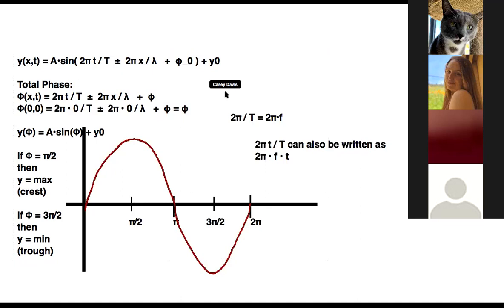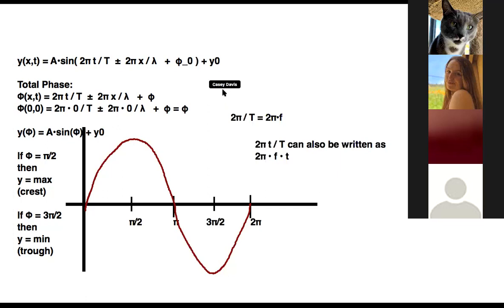And in that context, it's not exactly the initial value of y, it's really more the initial value of the total phase, but it does represent information about the initial value. It represents what's going on at time 0, position 0. For example, if at time 0 you've got a crest at position 0, then the phase shift, the phase constant has to be pi over 2.